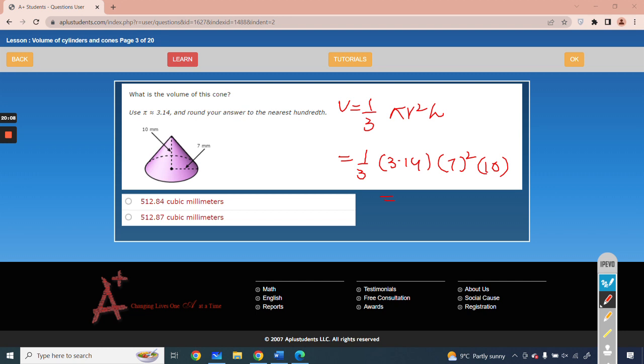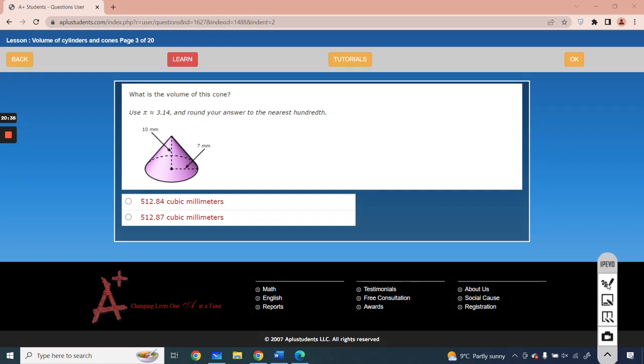49 times 10 times 3.14, it is 1538.6 divided by 3. It is 512.86. Got it? So just select the correct option. It would be option number 2 and then click on the OK button. Got it?